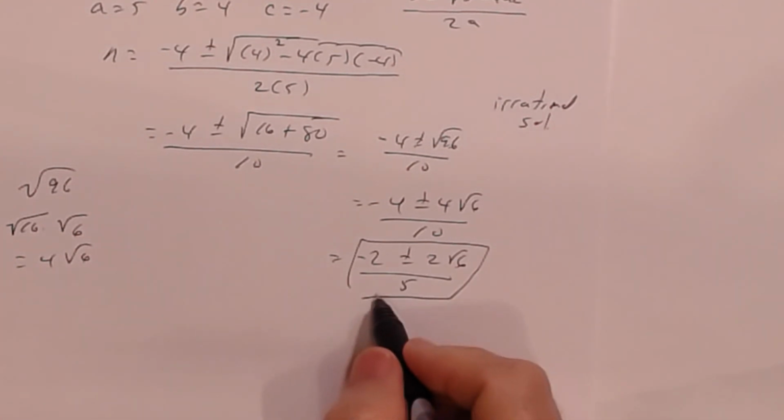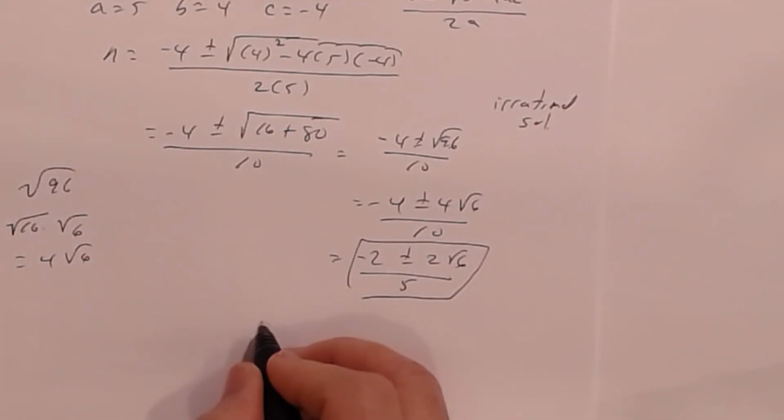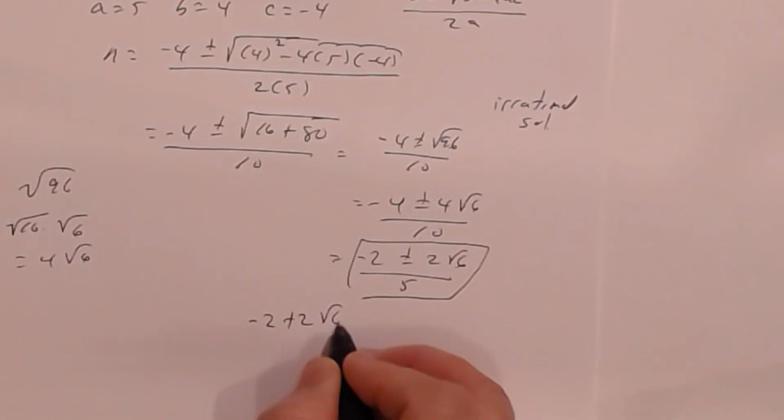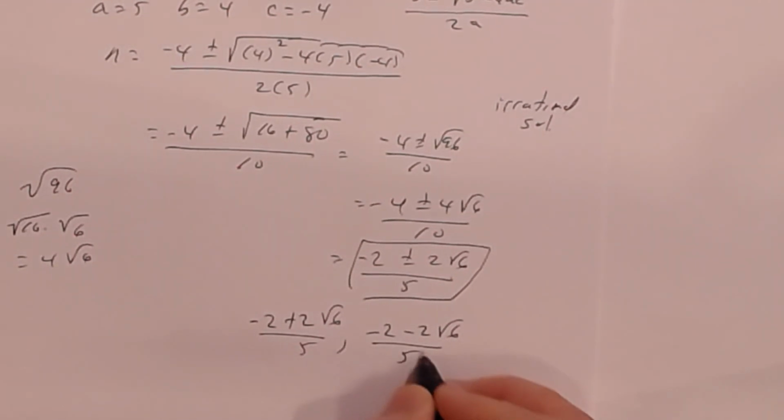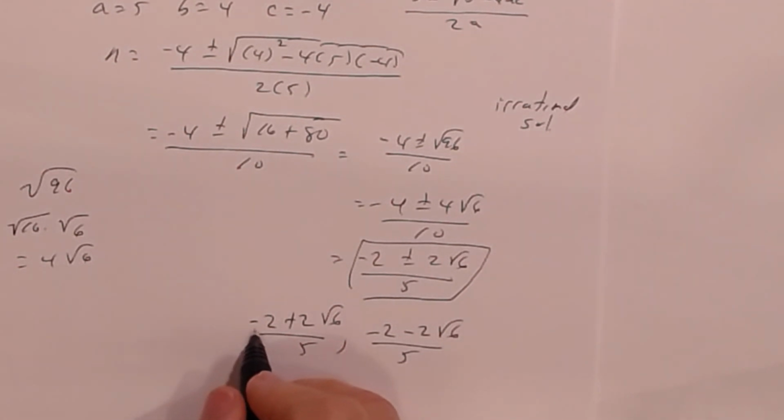Now, if you want to write this as two separate solutions, you can. You would say negative 2 plus 2 square root of 6 divided by 5, and negative 2 minus 2 square root of 6 all divided by 5. Make sure you're careful. Make sure there's no confusion in how you're writing this, that the negative goes with this 2. Don't put that negative too far out in front, to where I'm not sure if you're saying that the negative goes with the fraction or with the 2. So be careful how you write these signs.